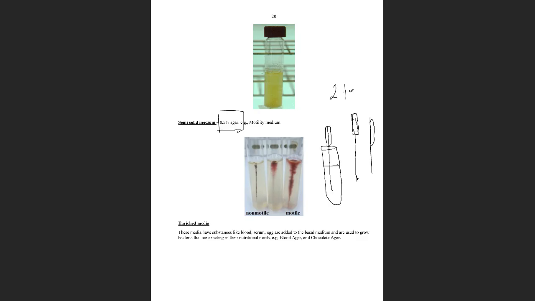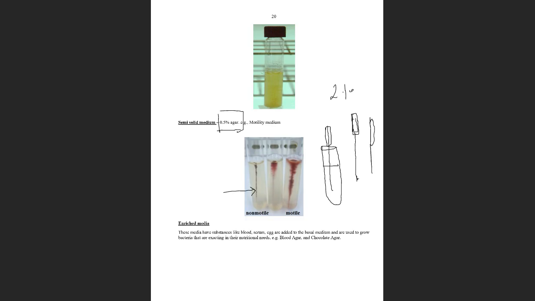Now look at all these 3 tubes that you have here. Tube number 1, all the way to the left, bacteria was stabbed and it only grew where you stabbed it. You see the dark line? That means this bacteria only grew where you stabbed. It did not move into the tube because it has no flagella. It's non-motile.